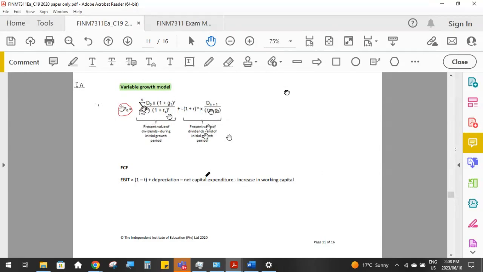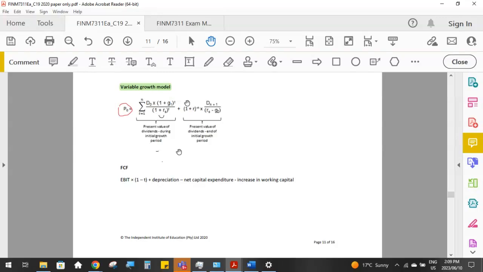So this is exactly the same thing that we're doing now, but instead of D for dividends, we have free cash flow. We're also going to calculate the present value of the initial growth period for the free cash flow. So the formula is identical, except for D0, we are going to use FCF. And the same thing over here, the terminal value of the free cash flows, and then we present value them. So you don't have to panic that the FCF valuation model is not on the formula sheet. You're just going to use this.